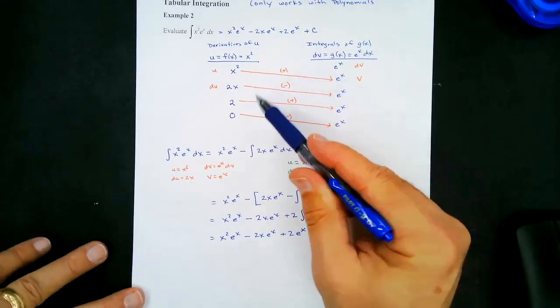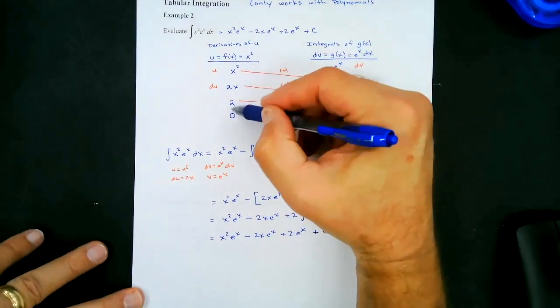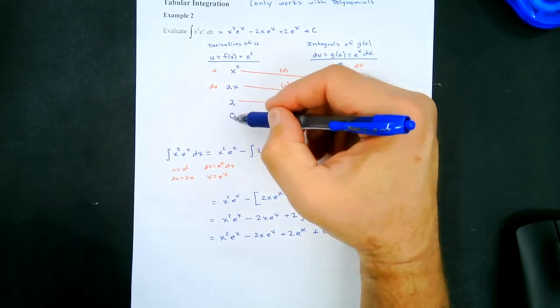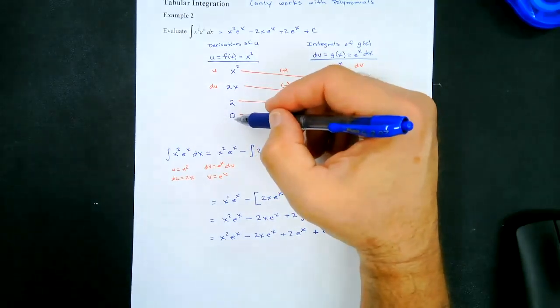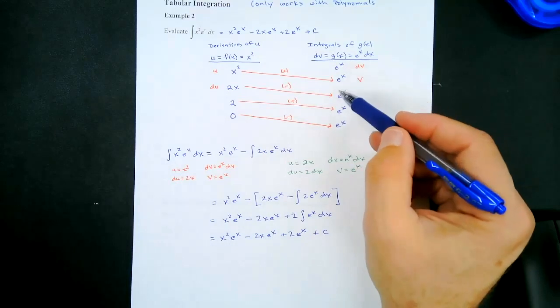Okay, now this is a trick. Again, this is a trick. You've got to write your derivatives of u until one of them gets to 0. So that's why this is working, because this one eventually becomes 0. That's why this only works with polynomials, because if you take the derivative of polynomials, eventually you're going to get to 0. All right, and these are all my integrals.